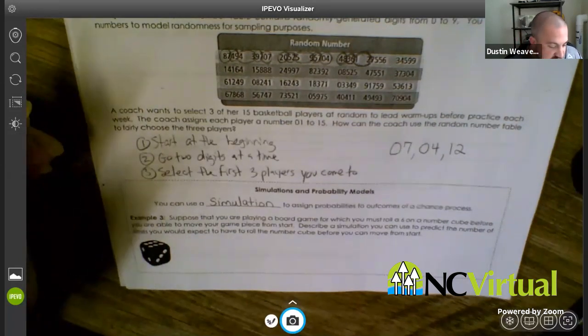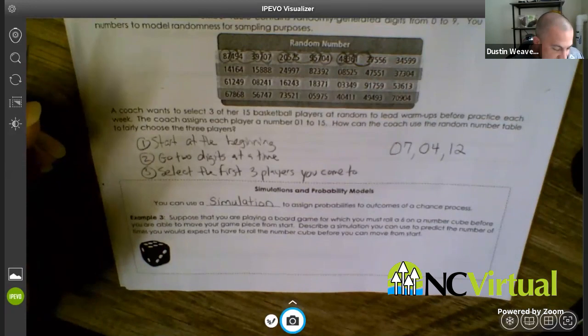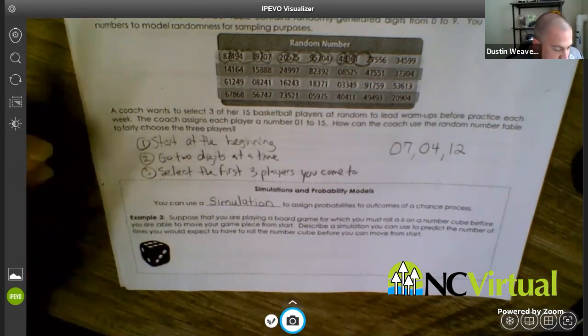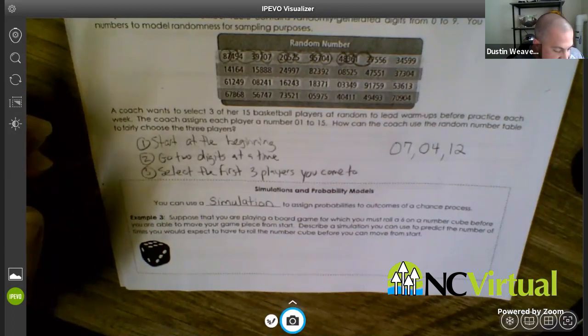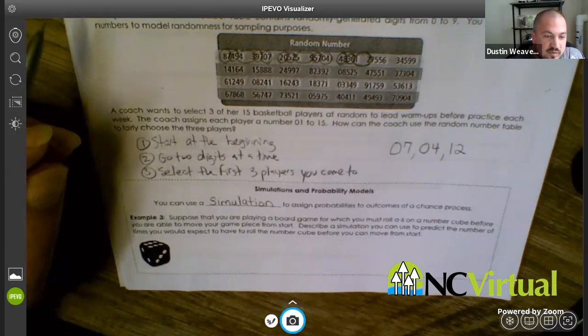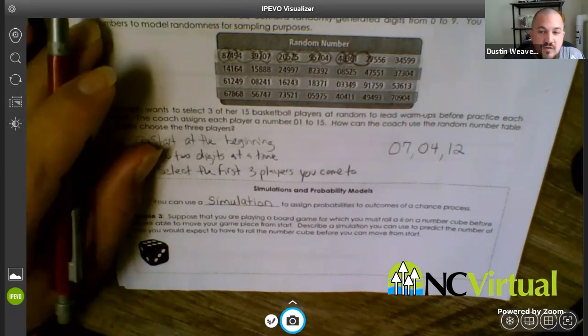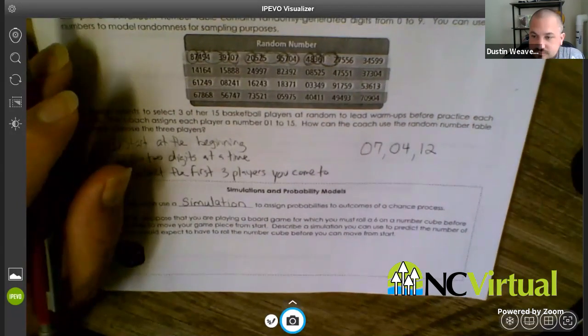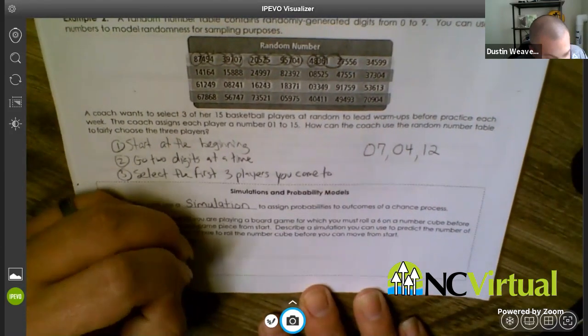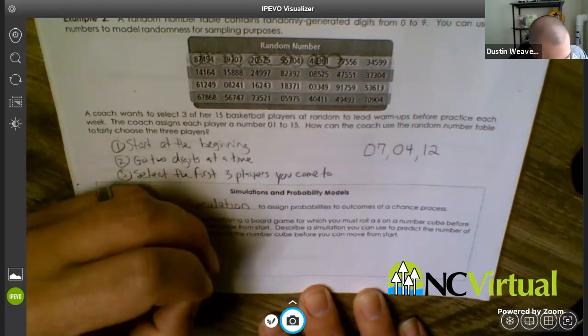Okay, suppose you are playing a board game for which you must roll a 6 on a number cube, which would be like a die, before you are able to move your game piece from the start. Describe a simulation you can use to predict the number of times you would expect to have to roll the number cube before you can move from the start.